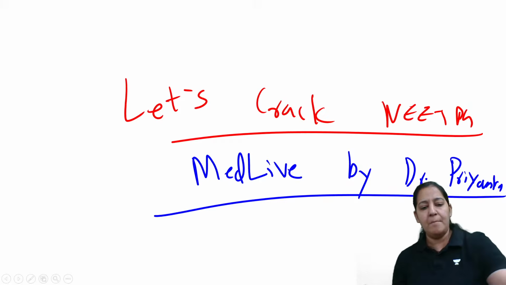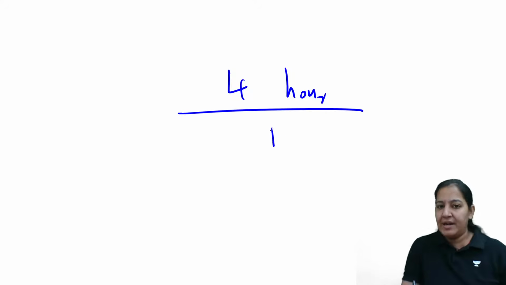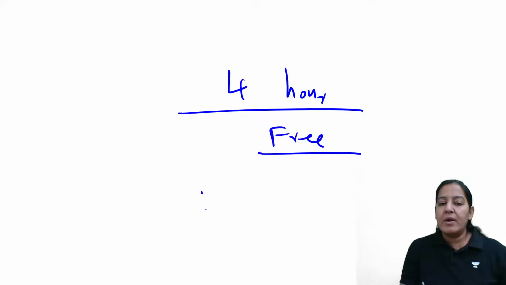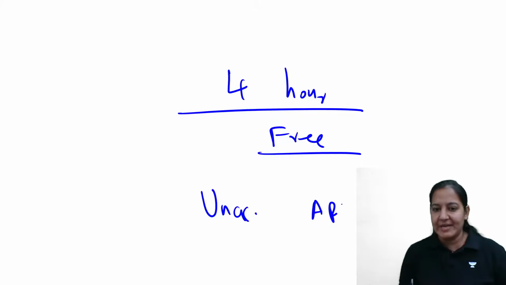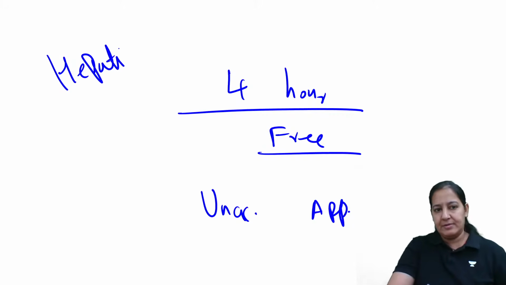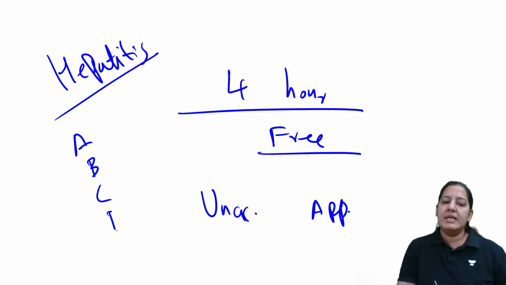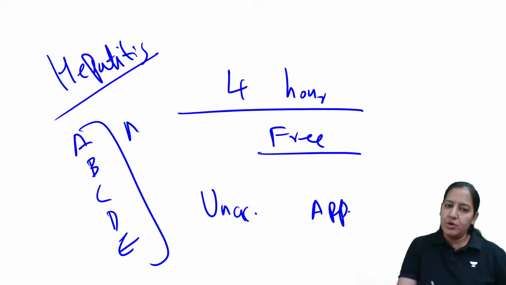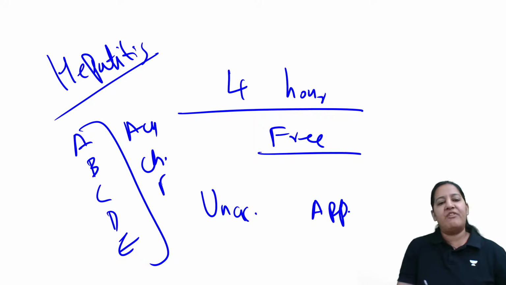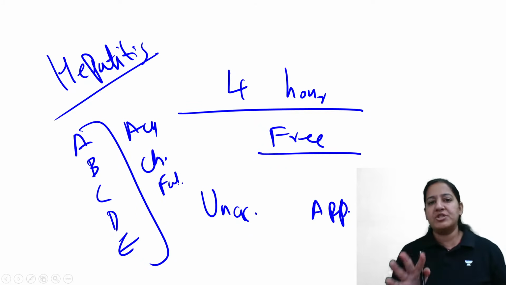And this morning, I have taken a 4-hour free session. Like YouTube, it's free, but it's on the Unacademy app. So you have to install the Unacademy app to watch that session. In that session, I taught completely all types of hepatitis, right? Hepatitis A, B, C, D, E. After that, acute hepatitis, chronic hepatitis, fulminant hepatitis. We covered everything. The recordings are available and you can watch the recording anytime.